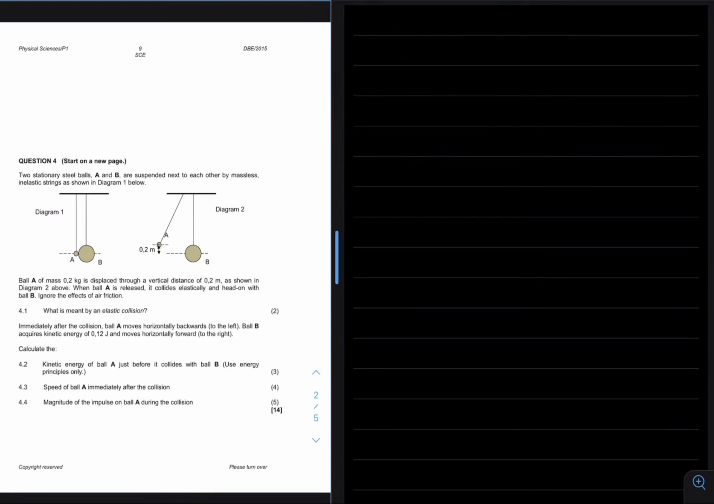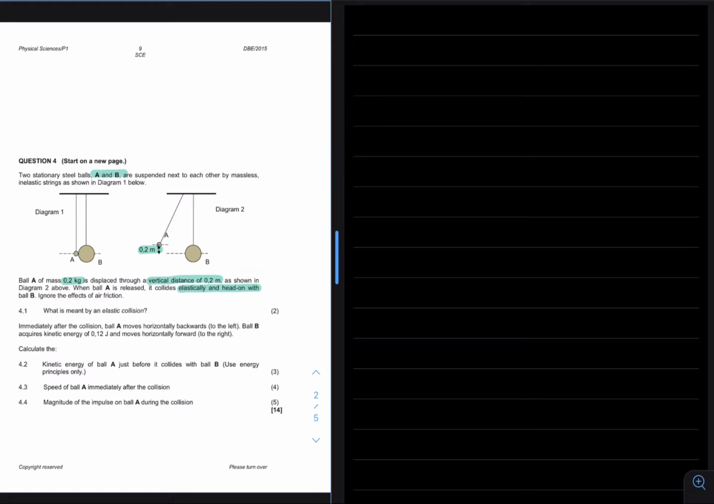In the next exam question, we have two stationary steel balls A and B, which are suspended next to each other by a massless inelastic string as shown in diagram 1. Ball A of mass 0.2 kg is displaced through a vertical distance of 0.2 meters. When ball A is released, it collides elastically head-on with ball B. Ignore all effects of air friction.